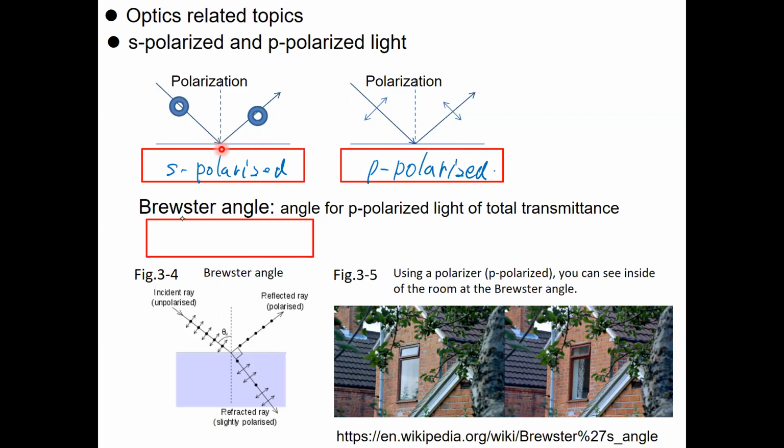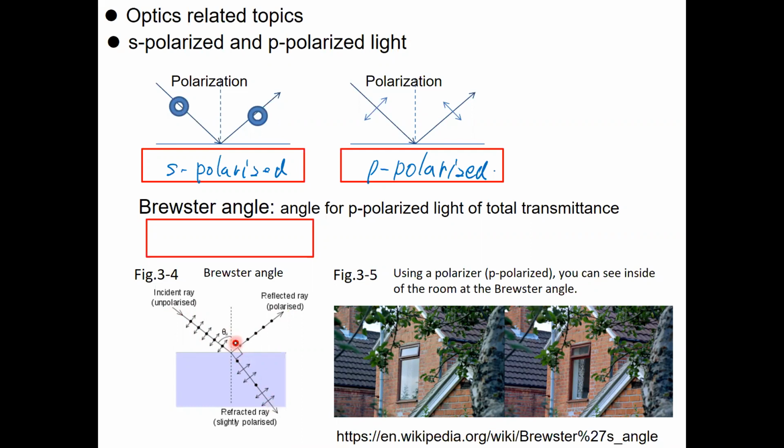And there's one important concept, or phenomenon, which is called the Brewster angle. So here's an explanation. At the Brewster angle, the incident light has both S-polarized and P-polarized components, but at some angle, only the S-polarized light is reflected, meaning the P-polarized light is totally transmitted into the medium.